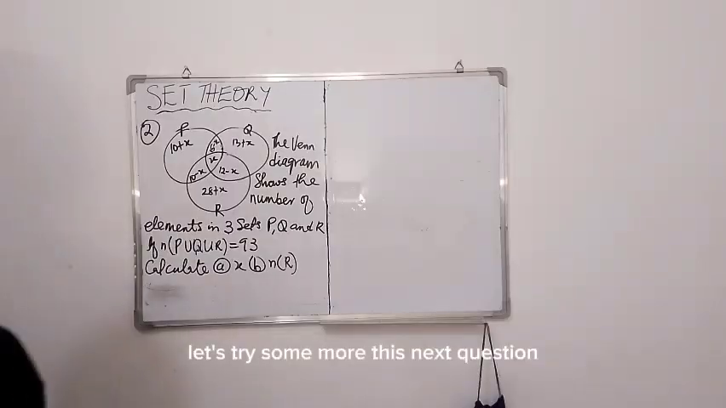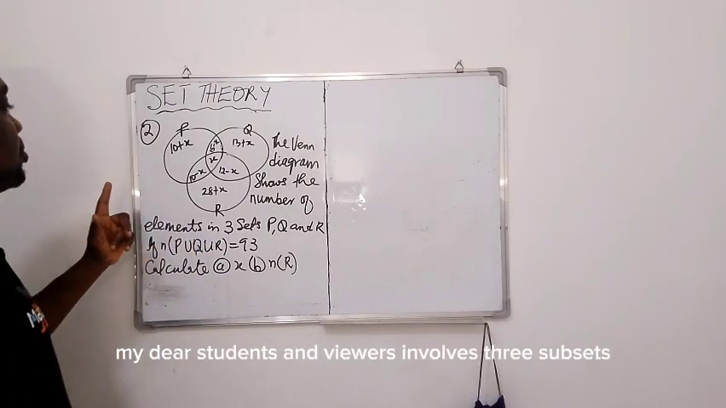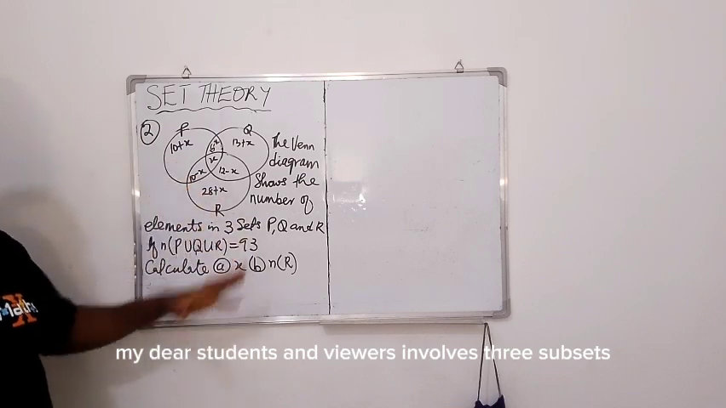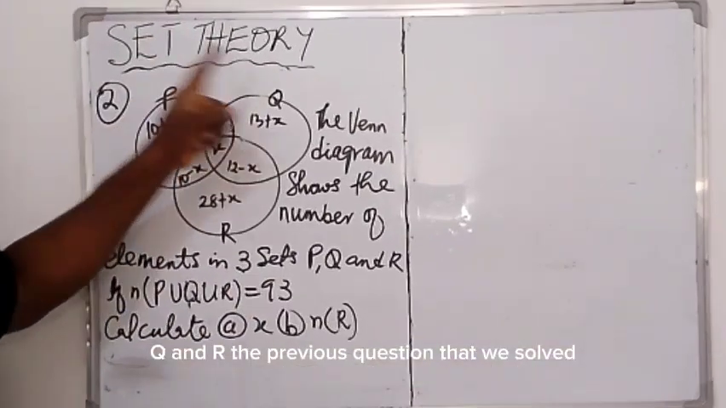Let's try some more. This next question, my dear students and viewers, involves 3 subsets. As you are seeing, I'm seeing P, Q, and R.